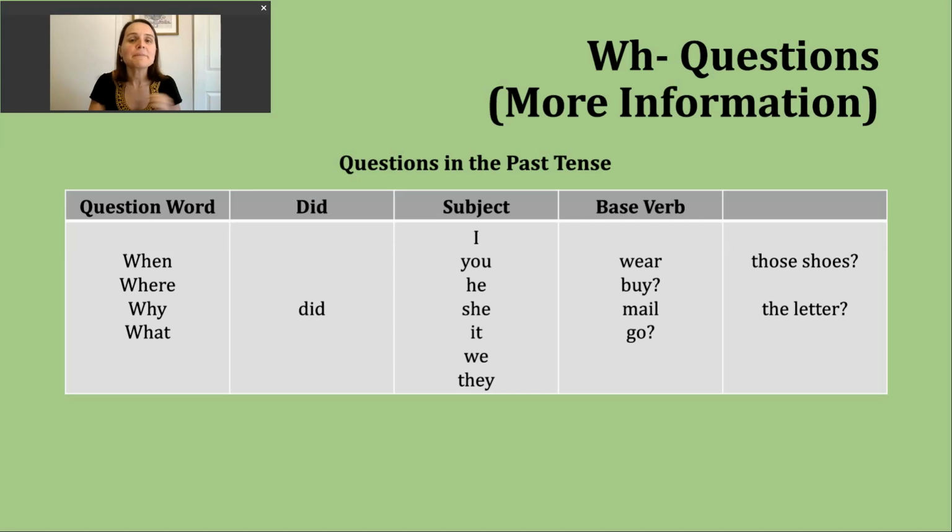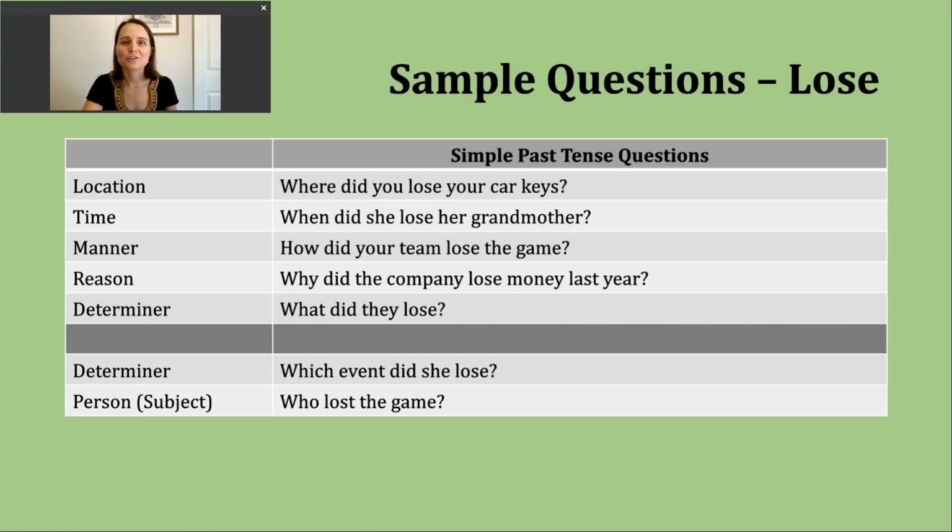So I'm going to do one here, and I'm going to pick the question word what. Then I would come here. I'm going to use did, and maybe I'll use the subject they today and the base verb buy. What did they buy? Okay, so that's our general structure. And I think now we're ready to practice making these questions in the simple past tense.